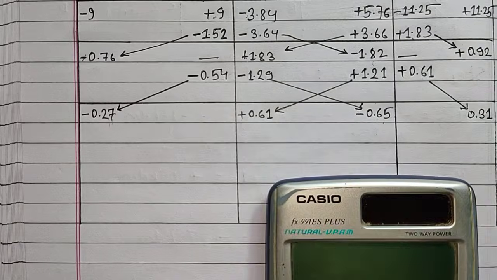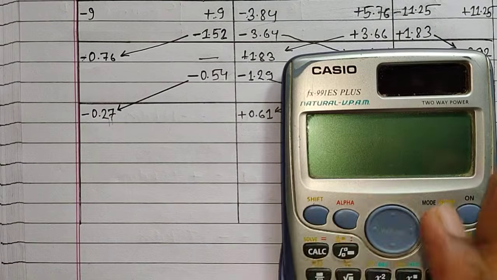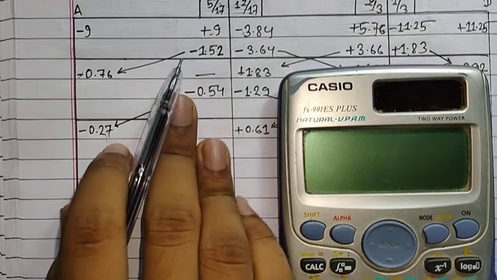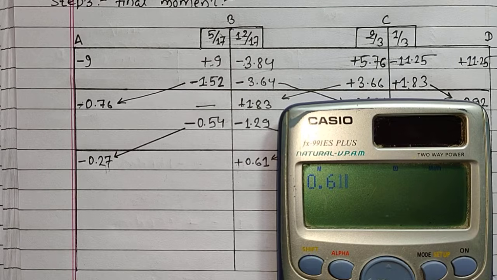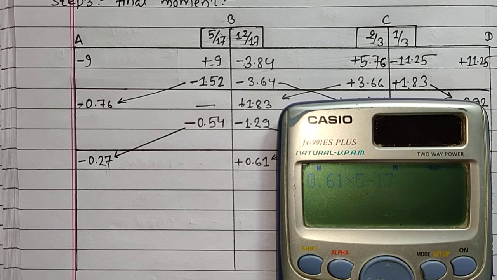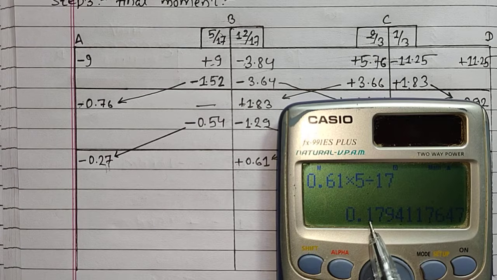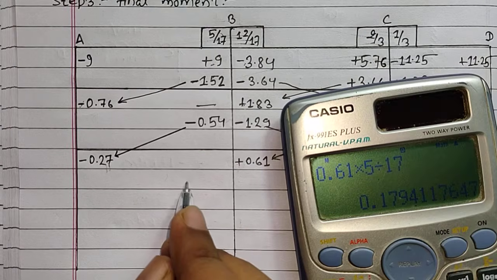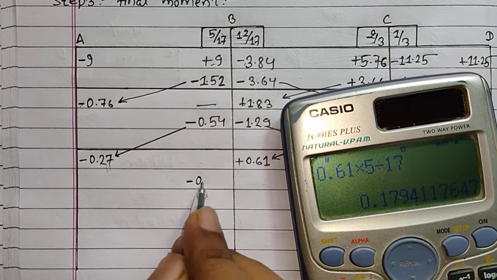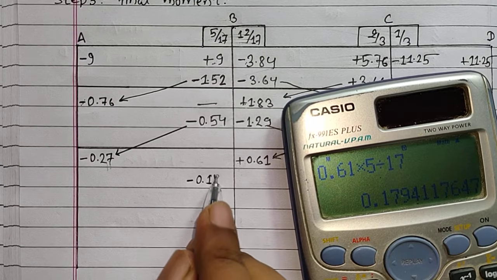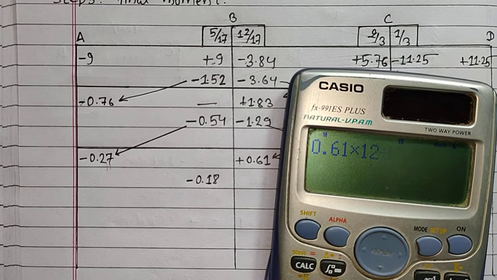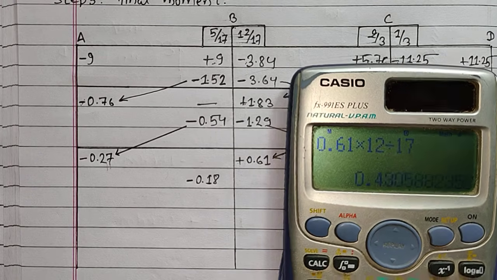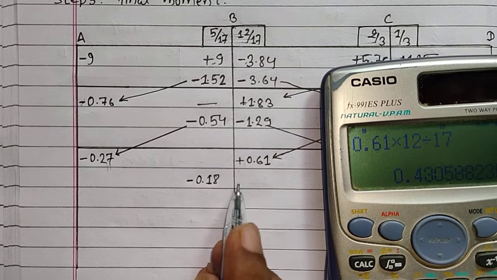Now here we have 0.61 and minus 0.65, so multiply 0.61 by 5 by 17. 0.61 into 5 by 17, and we have 0.179, so it is going to be 0.18, and this is positive, so we will write it down here as negative, minus 0.18. Similarly, 0.61 into 12 by 17, we have here 0.43, and this is positive, so minus 0.43.